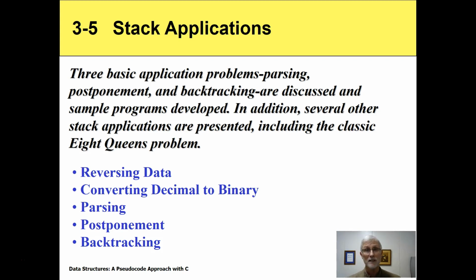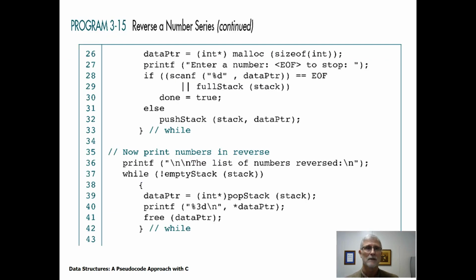So we're going to look at reversing data, converting decimal to binary, and then some parsing, postponement, and backtracking. This isn't the entire program; I think you got some of it from before. But now I want to look at a couple of things. One is that you're allocating space for the next item. This is the C program, so you have the malloc in here, but the process is about the same.